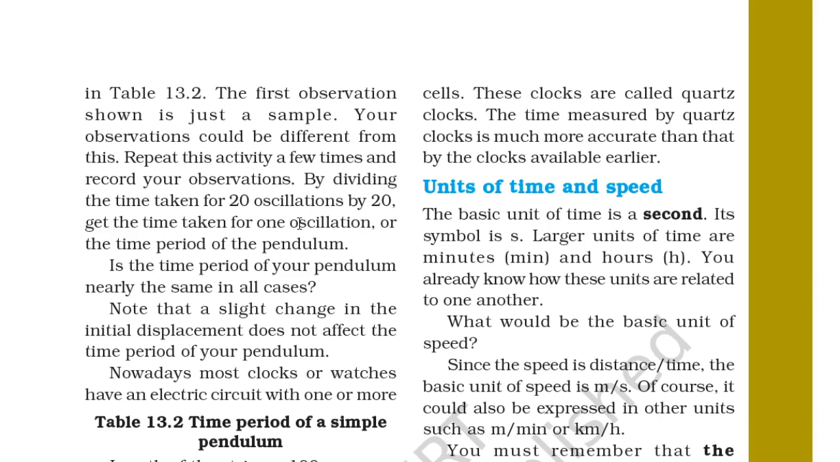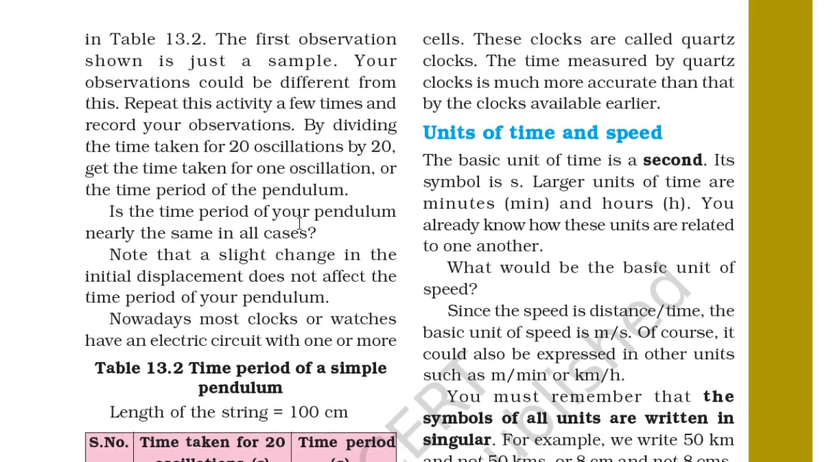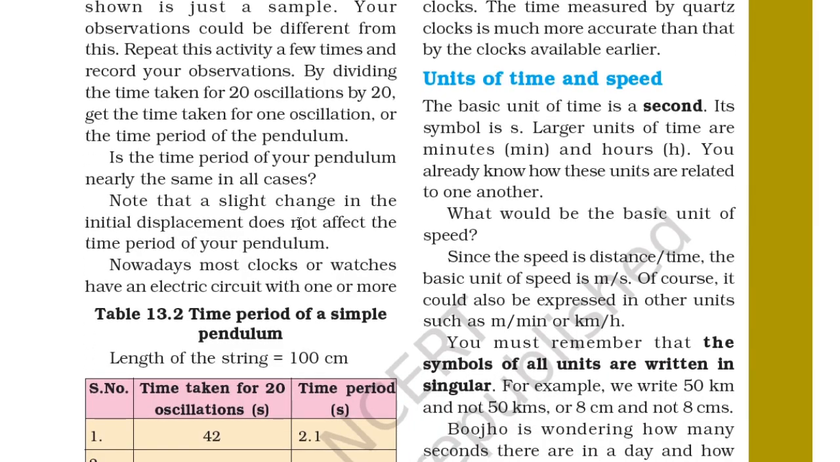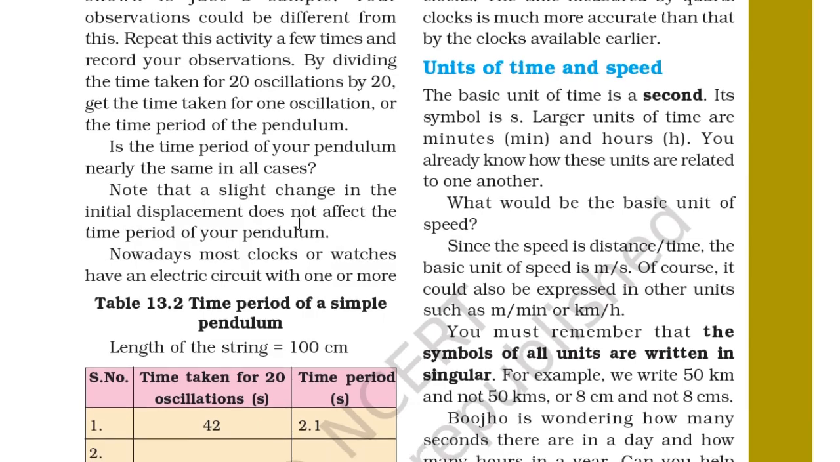So the time of 20 oscillations divided by 20 will give you the time taken for one oscillation, or the time period of the pendulum. Is the time period of your pendulum nearly the same in all cases? Note that a slight change in the initial displacement does not affect the time period of your pendulum.